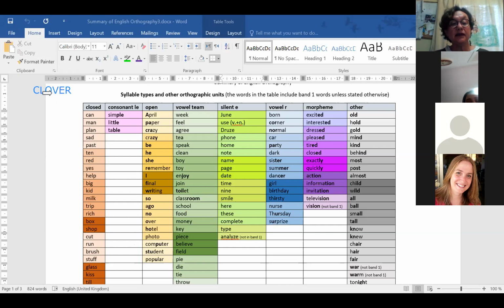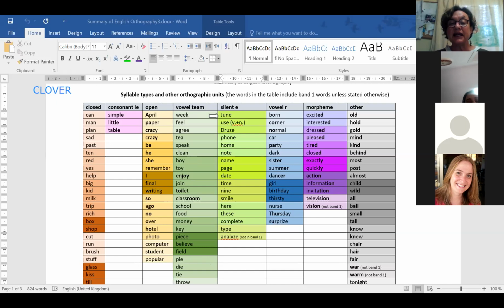The V is the vowel team syllable type, okay, and then you've got the whole bunch here. So you've got things like EE like in week, and EA like in tea, and OY like in boy, and OI like in toilet, and OO like in classroom, and EY like in money, and IE like in peace. I'm not going to keep going down because there are loads and loads of vowel digraphs that we've already discussed.